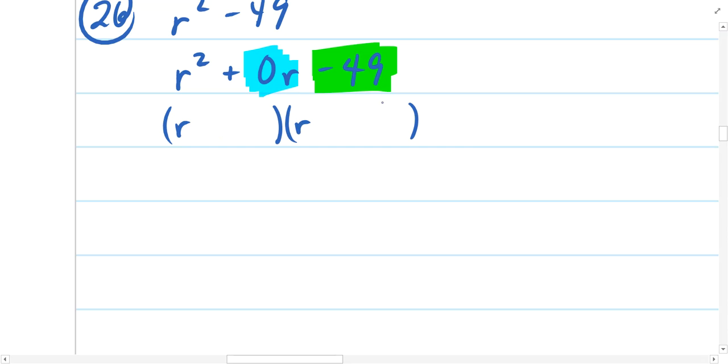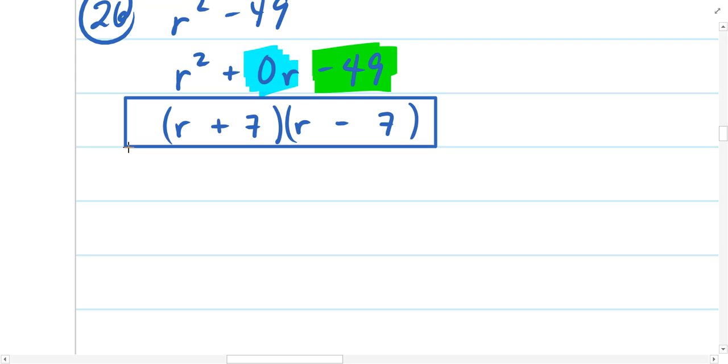Well, as it turns out, the number 7 times 7 will equal 49. In fact, negative 7 times positive 7 equals negative 49. Moreover, negative 7 plus 7 equals 0. So I do believe we have found a factored result.